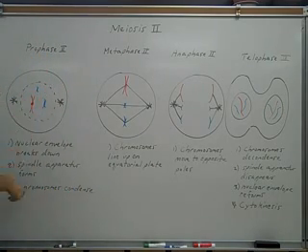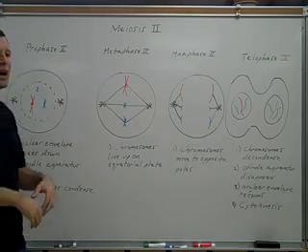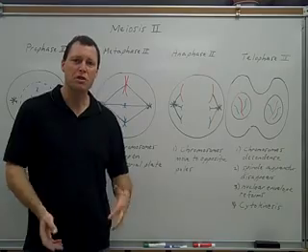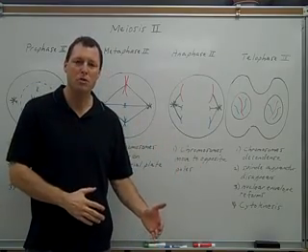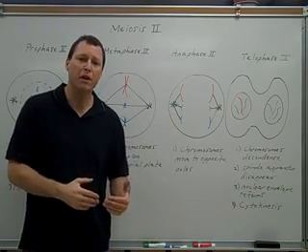So in prophase 2, the nuclear envelope begins to break down, the spindle apparatus begins to develop or form, and the chromosomes begin to condense. This is after a brief period of interphase, or sometimes no interphase whatsoever. Sometimes we just go from meiosis 1 straight into meiosis 2. And sometimes there's a very brief interphase.